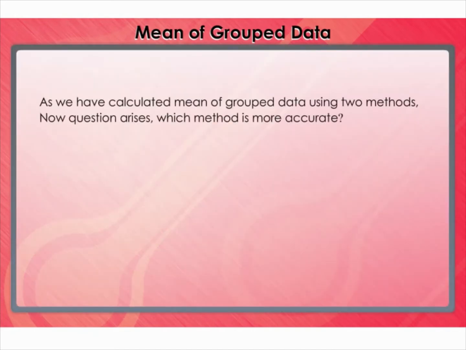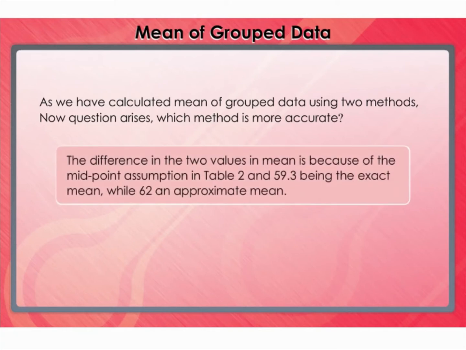As we have calculated the mean of grouped data using 2 methods, now the question arises, which method is more accurate? The difference in the 2 values is because of the midpoint assumption in Table 2, with 59.3 being the exact mean, while 62 is an approximate mean.